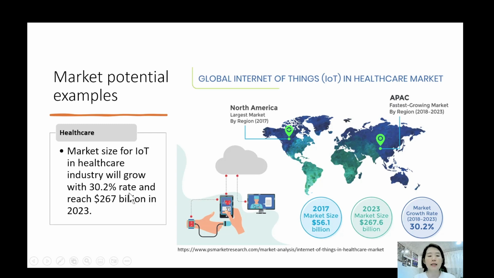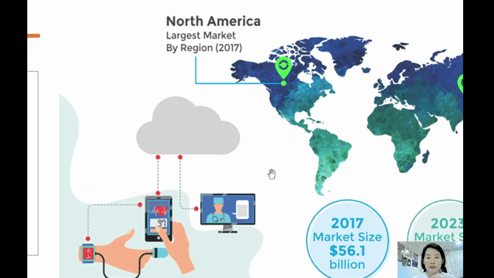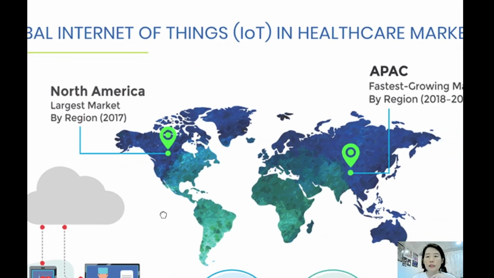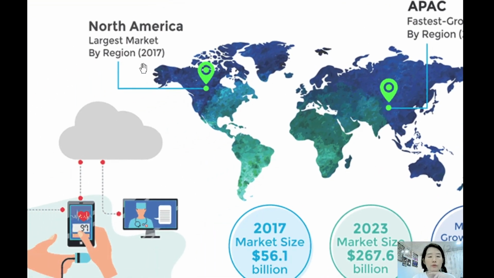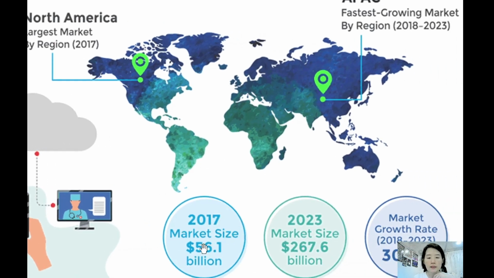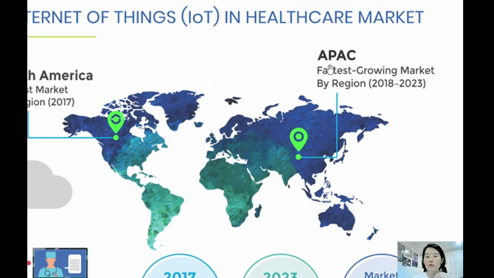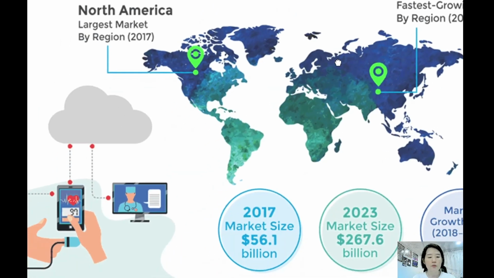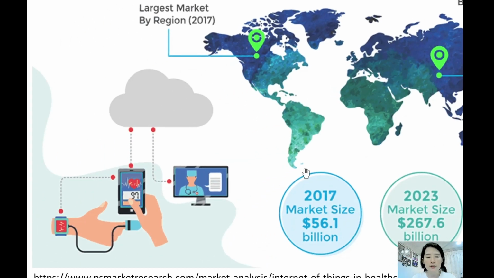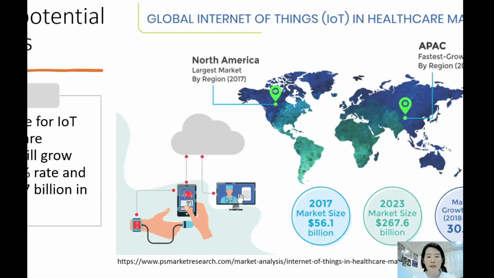In terms of healthcare, the market size for IoT in the healthcare industry will grow at a rate of 30%, and will reach 267 billion in 2023. This is one of the statistics here. Let's take a look at this diagram. This is the global IoT in healthcare market. In 2013, North America had the largest market by region. In 2017, the market size was 56.1 billion, and this is the growth rate. APAC countries are the fastest growing market by region from 2018 to 2023. If you are interested in the detailed statistics, you can visit this link.